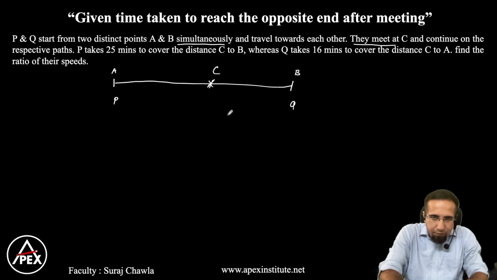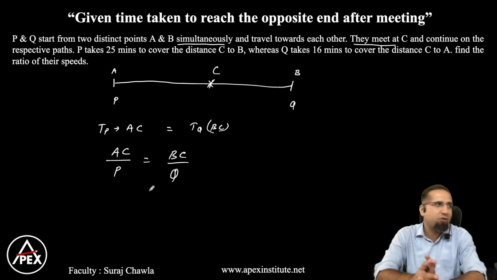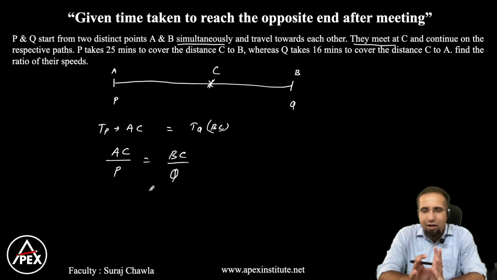So the derivation comes from the fact that the time taken by P to cover the distance AC is equal to the time taken by Q to cover the distance BC. So time taken is nothing but AC divided by speed of P, which is equal to BC divided by the speed of Q. I repeat, P and Q are the speeds of both P and Q. Clear? Now, they continue their respective paths. Now, this is the most important point. Okay, this is what this model is based upon.